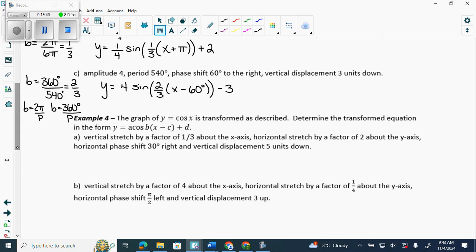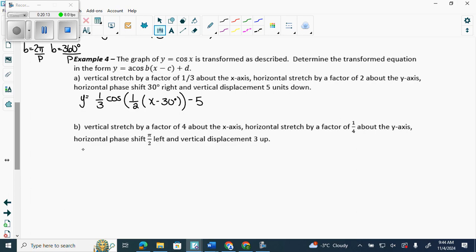Okay, the next one is cos. So we have the graph of y equals cos x is transformed as described. Determine the transformed equation in the form y equals a cos bx minus c. So we have a vertical stretch by a factor of 1/3. So that's going to go in front of cos. Horizontal stretch by a factor of 2. When it goes into the equation, remember words to equation, it flips, correct? I'm going to get a half. Horizontal phase shift 30 right, x minus 30 degrees. Vertical displacement 5 down.